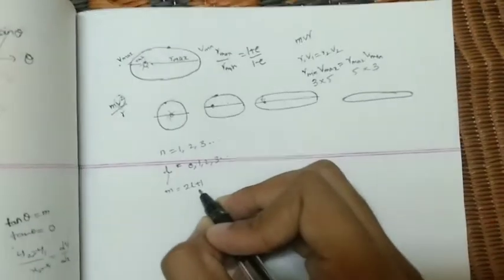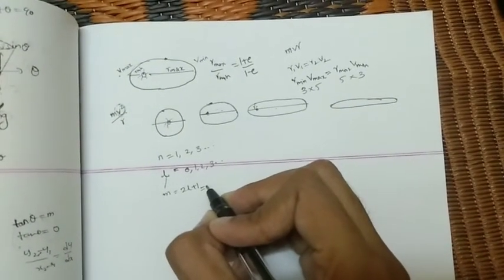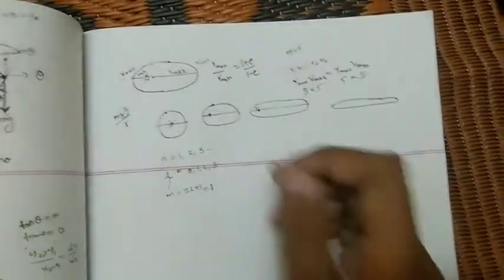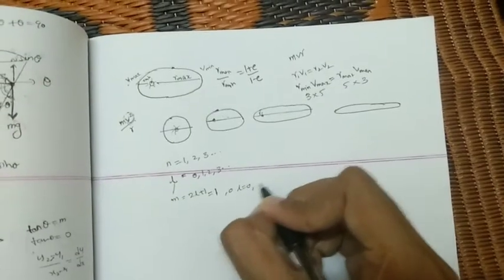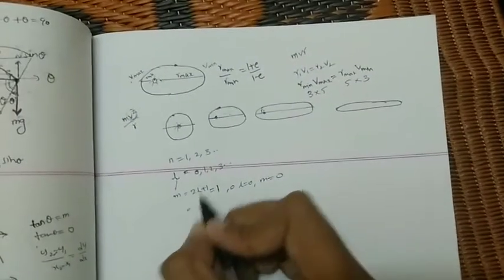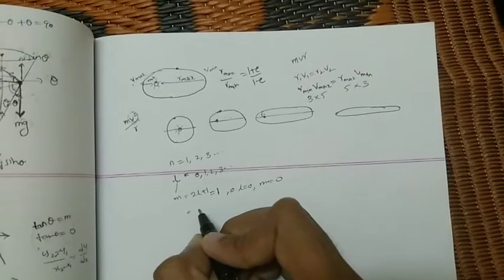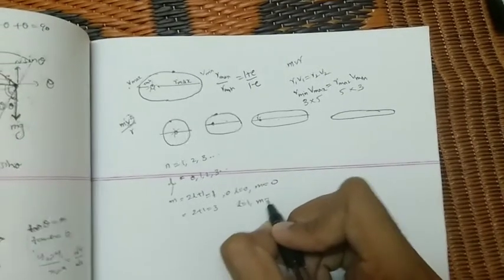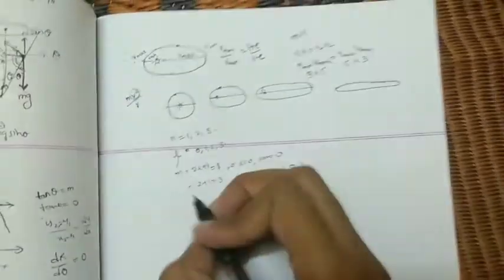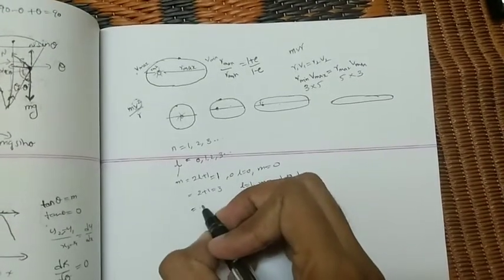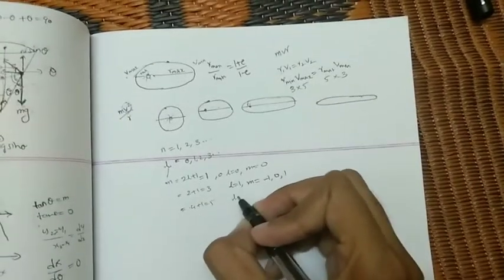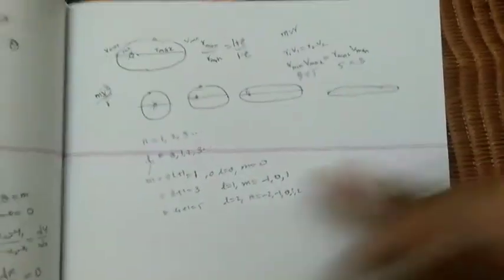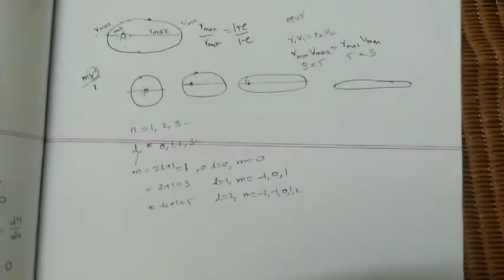For l equals 0, 2 into 0 plus 1 is 1, so we have only one value, that is 0. So when l equals 0, m is 0. If we consider l equals 1, then we have 2 plus 1, 3 values, so m would be minus 1, 0, 1. And when l equals 2, 2 twos are 4 plus 1, 5, so m equals minus 2, minus 1, 0, 1, 2. So we have values like this.